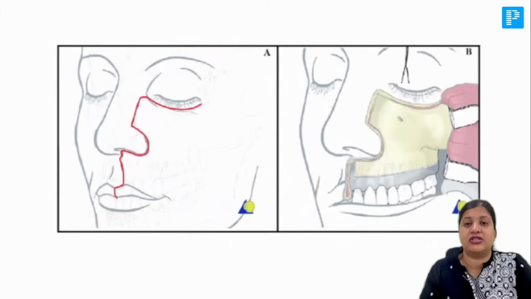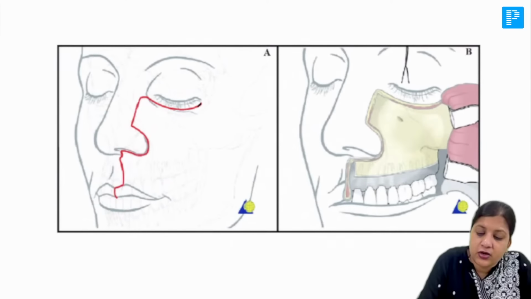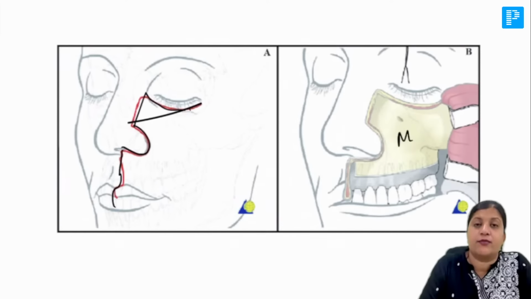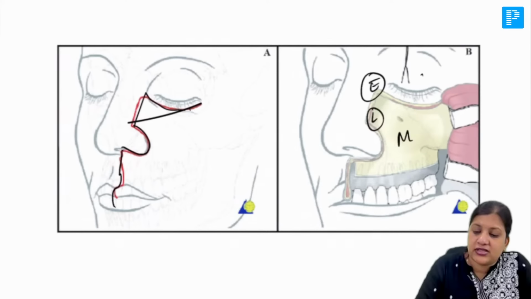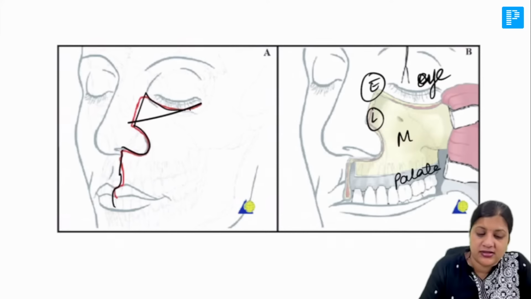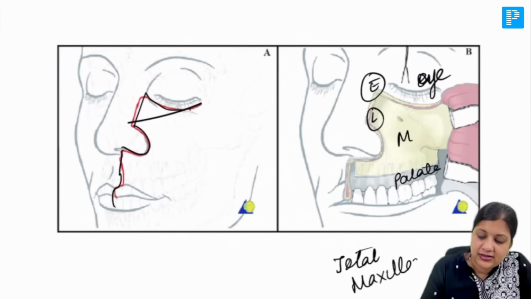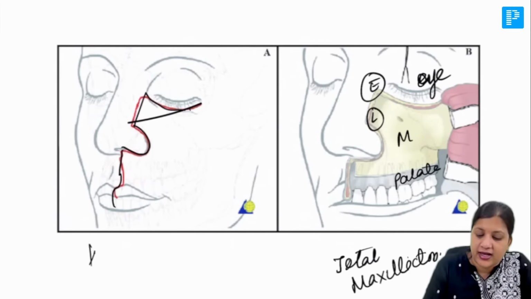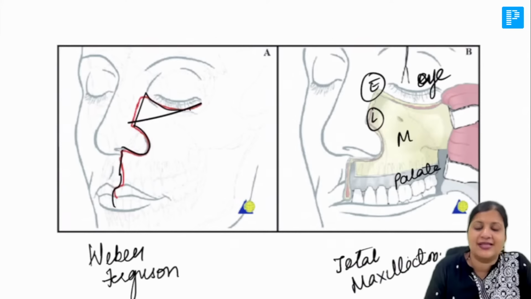Now look at this incision. This incision is beginning from the lower eyelid, going to the medial canthus, ala of the nose, and then to the philtrum and upper lip. And here we will remove in this surgery the maxilla, lateral wall of the nose, ethmoid sinus, the entire eyeball, and the ipsilateral palate. What is this surgery? This is total maxillectomy. And what is the name of the incision? This is called Weber-Ferguson's incision.